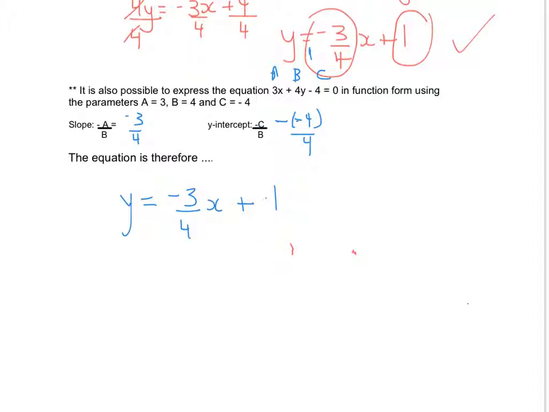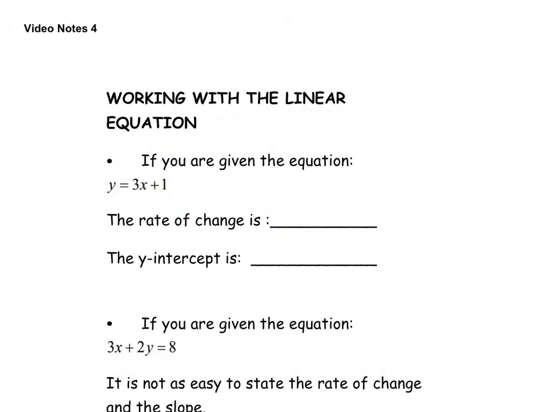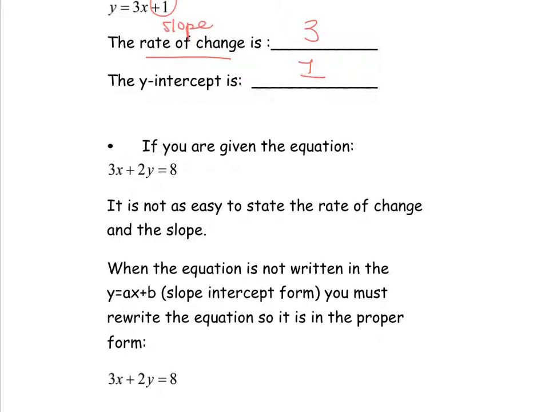Next example. If you are given the equation y is equal to 3x plus 1, what is the rate of change? Remember I told you guys the rate of change is the same thing as saying slope. So what is the rate of change? 3. What is the y-intercept? 1. If we are given the equation 3x plus 2y is equal to 8, this is a general form equation, we need to convert it to function form.